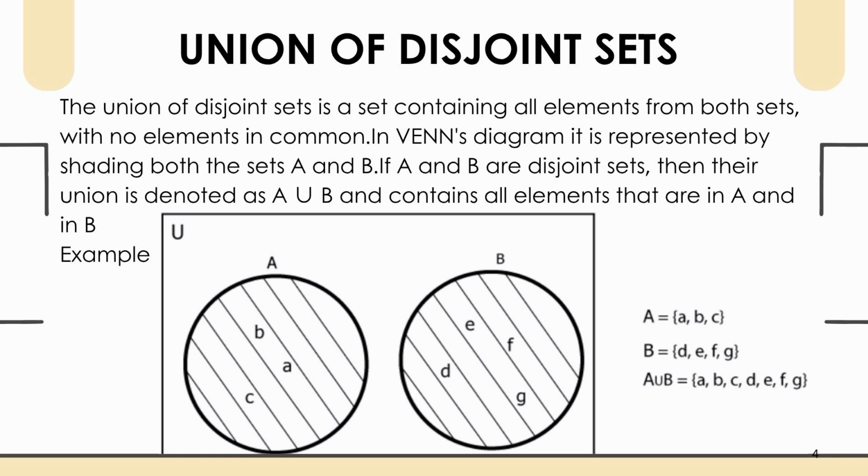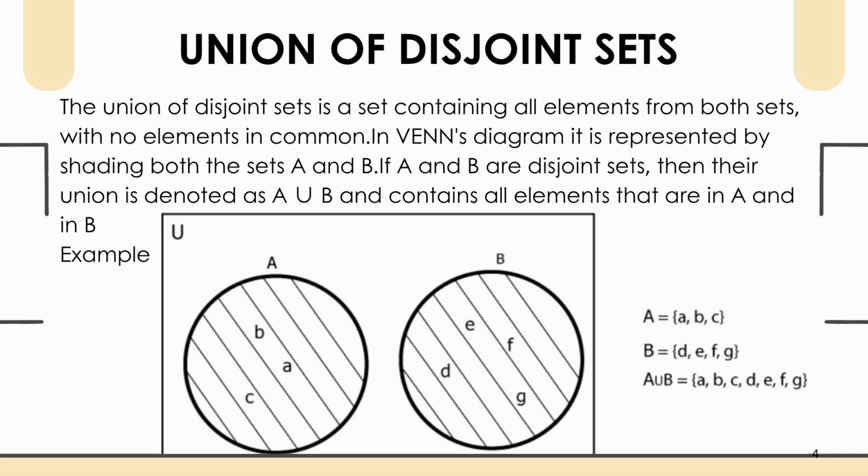First of all, we will discuss union of disjoint sets. If the two sets A and B are disjoint, then their union contains all the elements in set A and all the elements in set B. I have told you in our previous lecture that disjoint sets have no element common in both the sets A and B, and the sets are represented in the Venn diagram by two disjoint circles.